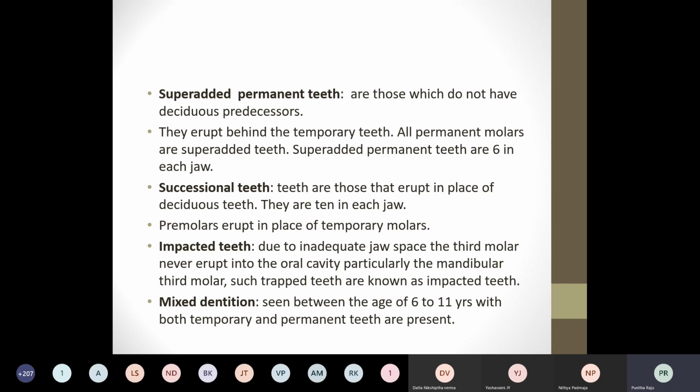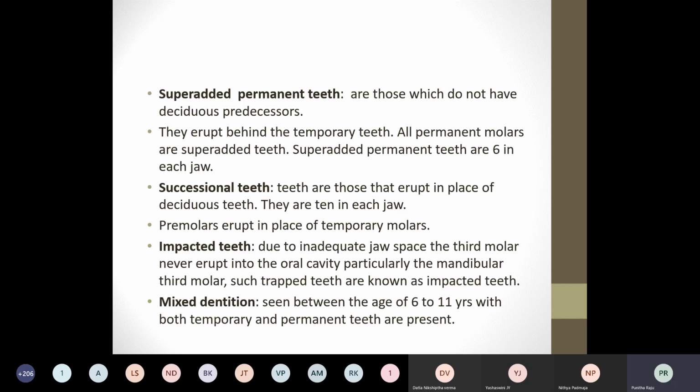So as I told you, whenever the temporary tooth falls, the permanent tooth will erupt at that site. There are a few teeth where this doesn't occur. I told you the permanent three molars, first, second, and third molar, don't erupt at the site of the temporary teeth. So these three molars are called superadded teeth. They erupt behind the temporary teeth. All permanent molars are superadded teeth.